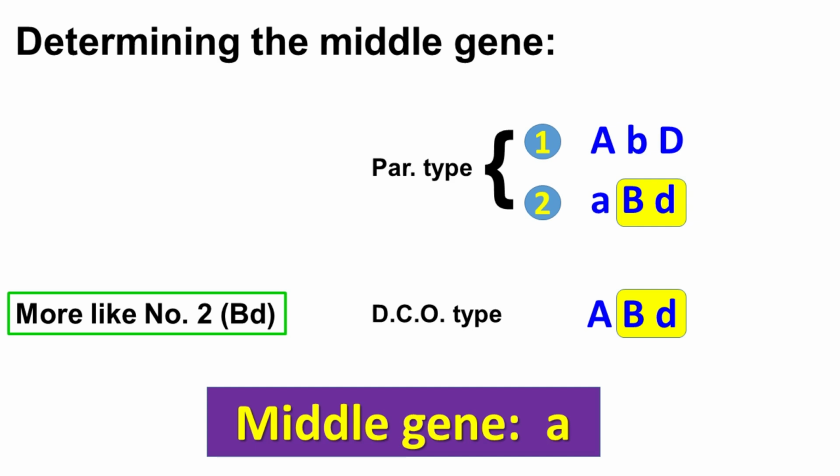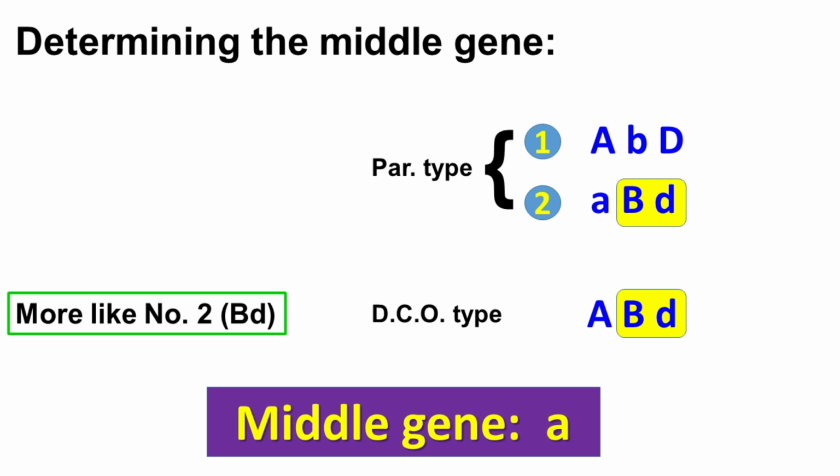As I mentioned in my video Linkage 201, comparing one of the two double crossover types with the parental type is sufficient to identify the middle gene. Here I have written the same chromosome shown in the previous slide, and above it I have written the chromosomes of the parental types.